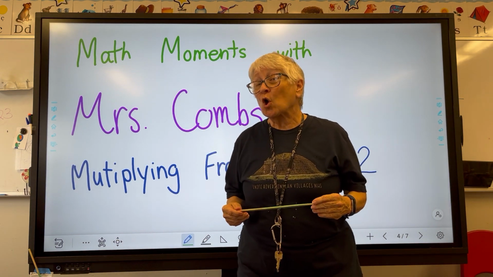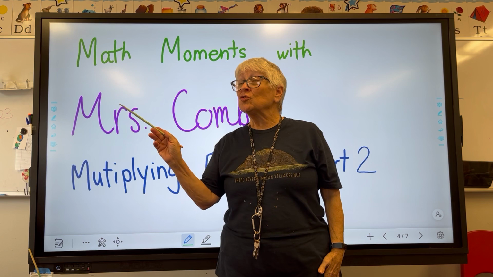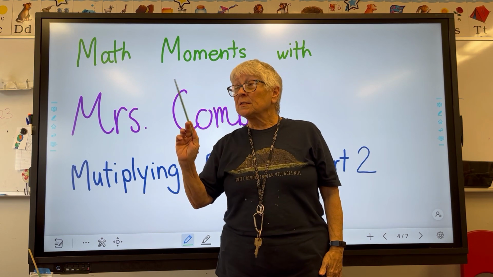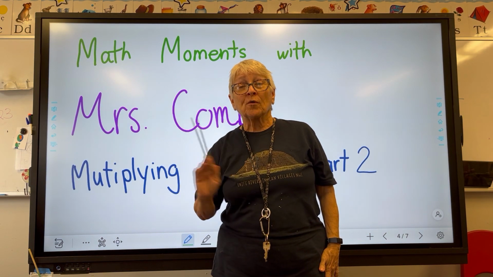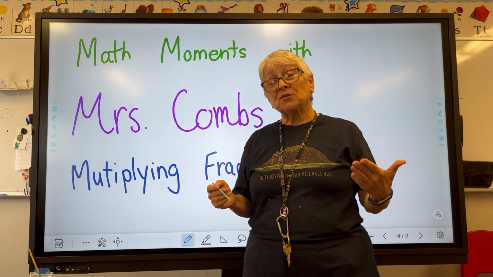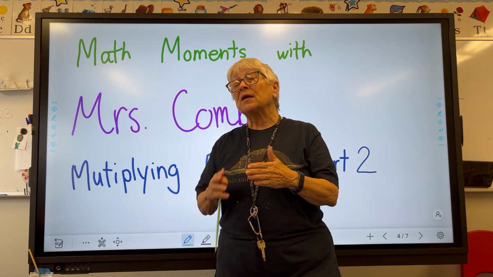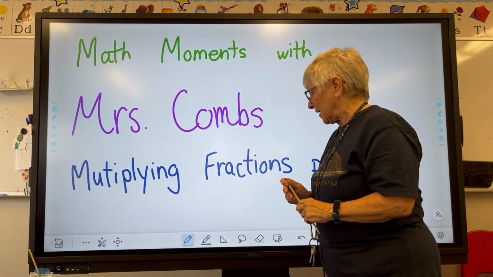So let me sing the song again. When you're multiplying fractions, you multiply across, top times top over bottom times bottom. Now, we talked about canceling and pre-reducing in the last segment, and we're going to take that one step further today.